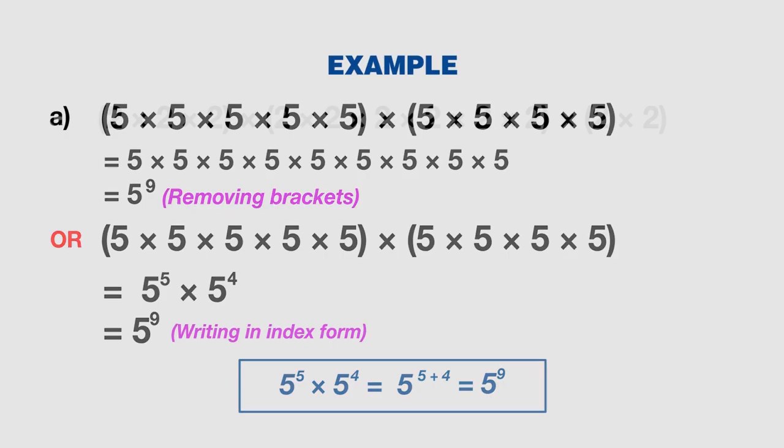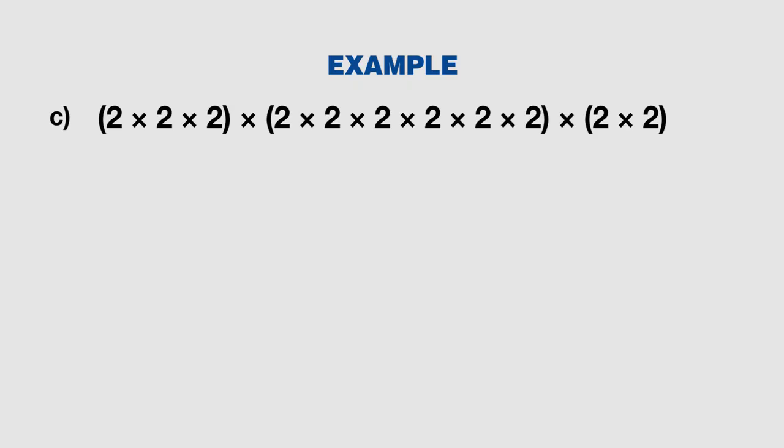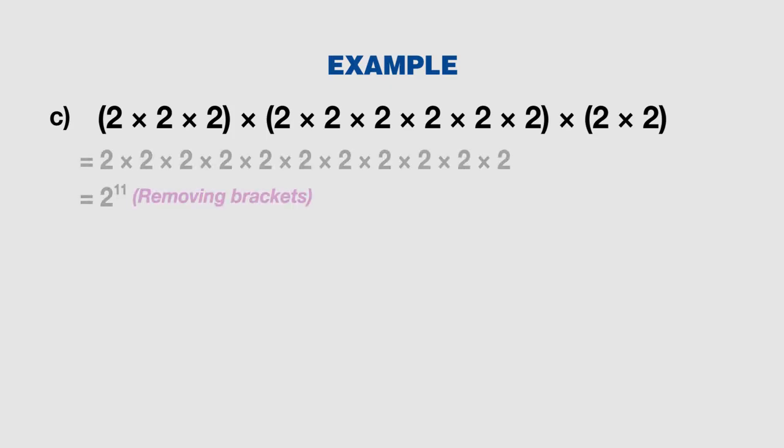Now let's look at the C. We have 3 brackets. In the first bracket, we have 2 multiplied by itself 3 times. In the second bracket, we have 2 multiplied by itself 6 times. And in the third bracket, we have 2 multiplied by itself twice. Now to work these, we can remove the brackets and multiply all the 2's. You will find that we are going to multiply 2 by itself 11 times. So that gives us 2 raised to the power 11.